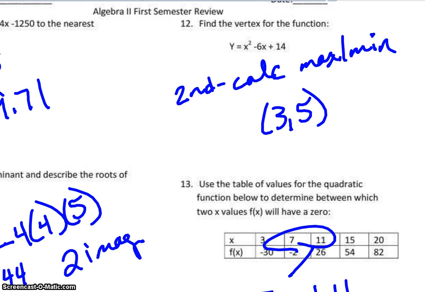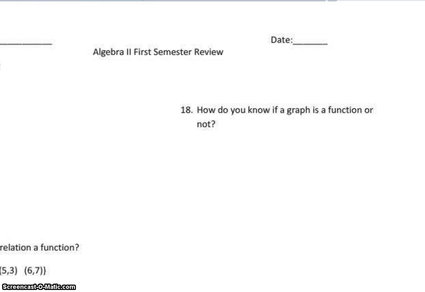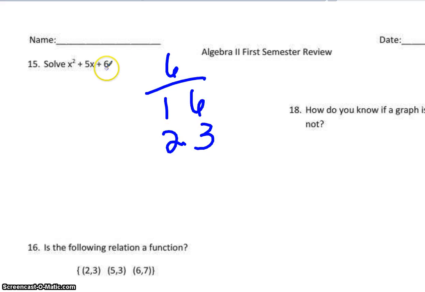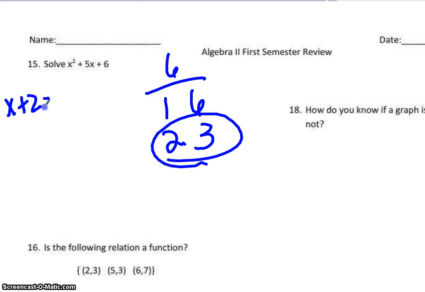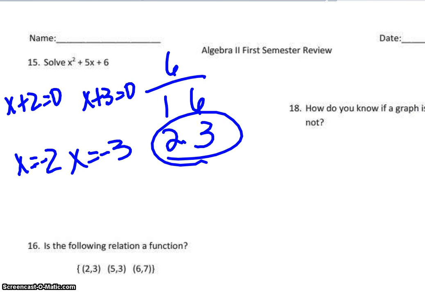Going to the next page and looking at number 15. Solve this. Lots of different things you could do. To me, it's an easy one to factor. 1 and 6, 2 and 3. Signs are the same. They're all positive. They have to equal 5. So you have x plus 2 is equal to 0 and x plus 3 is equal to 0. Move your 2, x is equal to negative 2. Move your 3, x is equal to negative 3. You could also put this in your calculator because it did not say how to solve it.